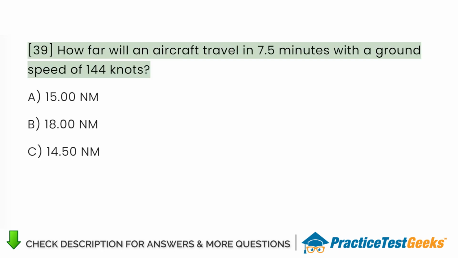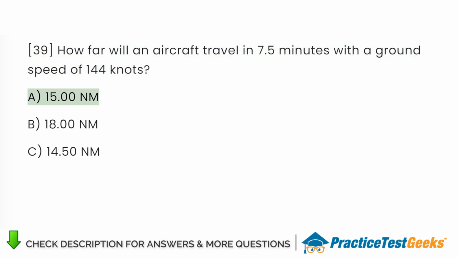How far will an aircraft travel in 7.5 minutes with a ground speed of 144 knots? A. 15.00 nm. B. 18.00 nm. C. 14.50 nm.